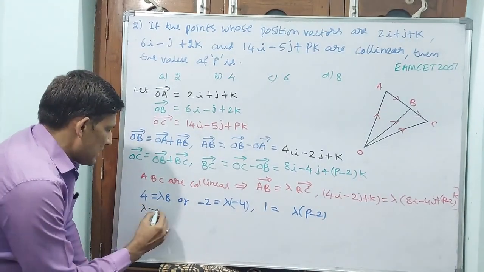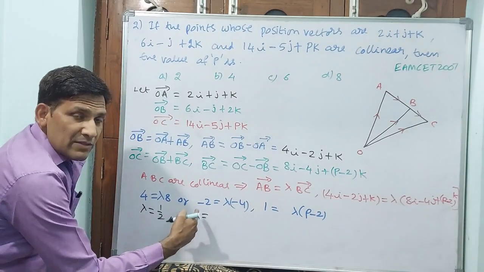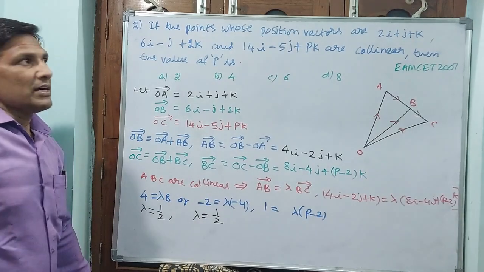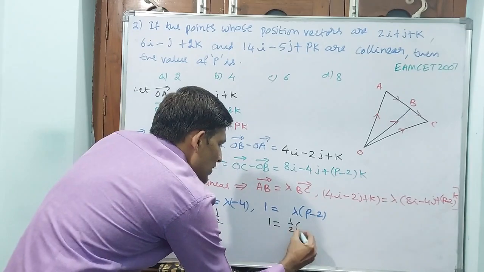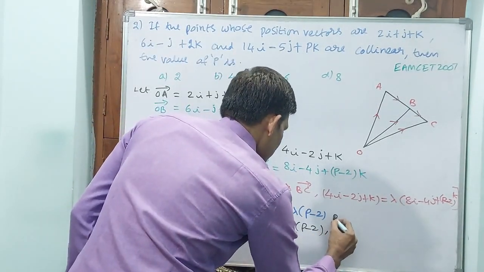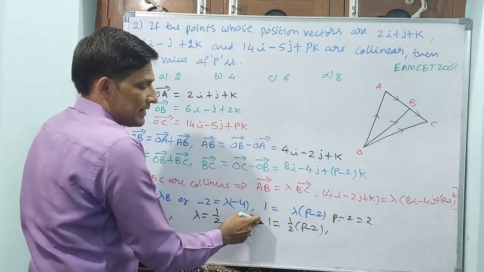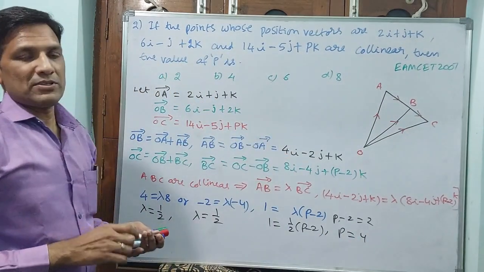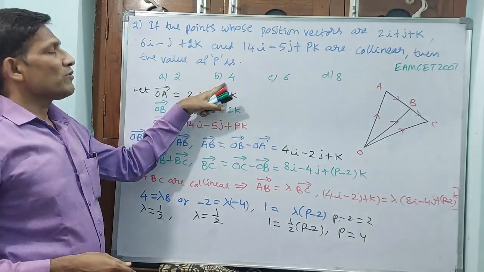Lambda is equal to 4 by 8, that means 1 by 2. Or else here also you can find lambda is equal to minus 2 by minus 4, the minuses cancel, 2 by 4 is 1 by 2. Now come back here. 1 is equal to 1 by 2 into p minus 2, or else p minus 2 equal to 2. You send it to this side, minus 2 becomes plus 2. P is equal to 4.